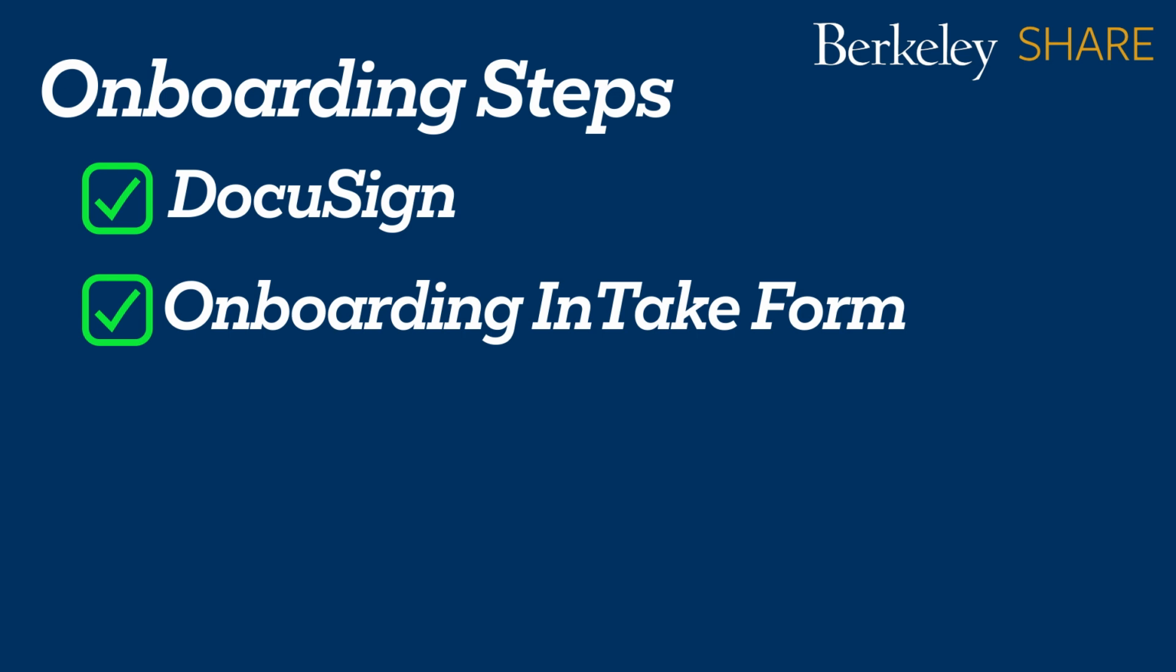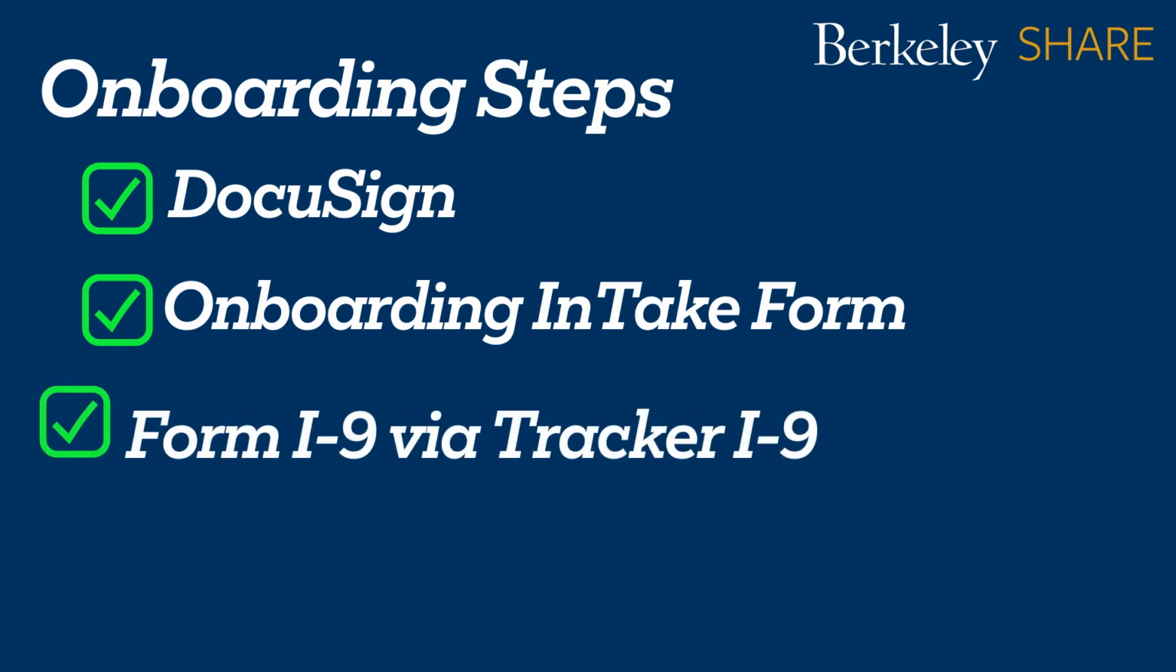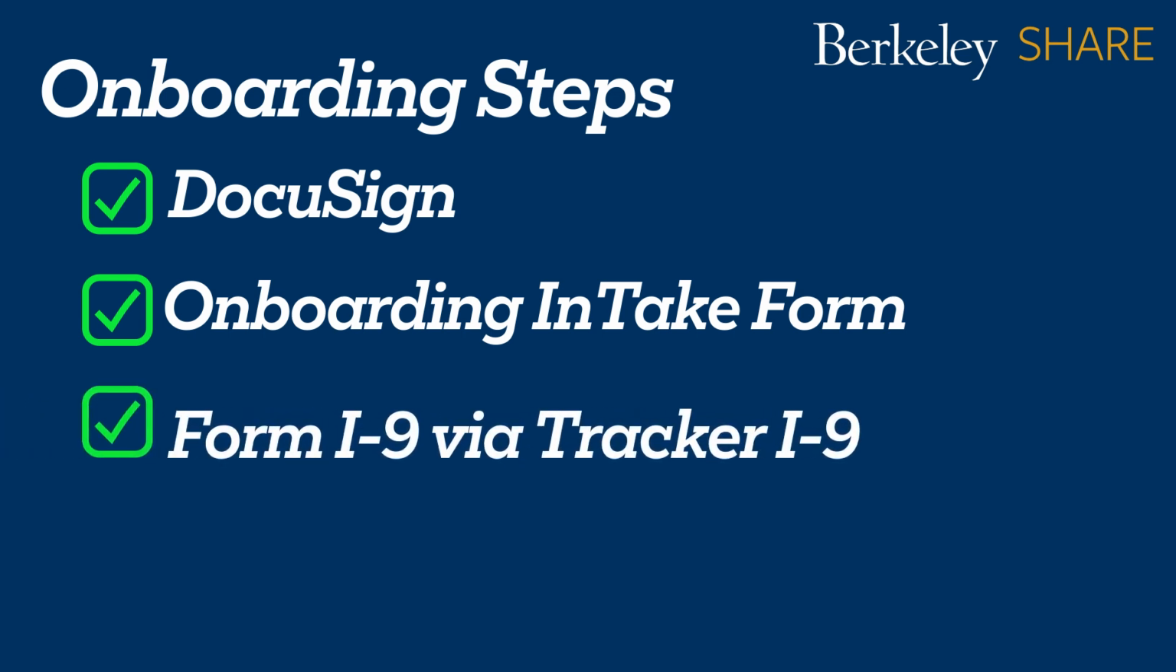The only requirement is that they need to be 18 years or older, and you must be able to meet with them in person. Your authorized representative cannot be yourself. An example can be a friend, roommate, coworker, or family member. Once your DocuSign and intake form have been reviewed by our onboarding team, we will send you your Form I-9 via an online system called Tracker I-9.